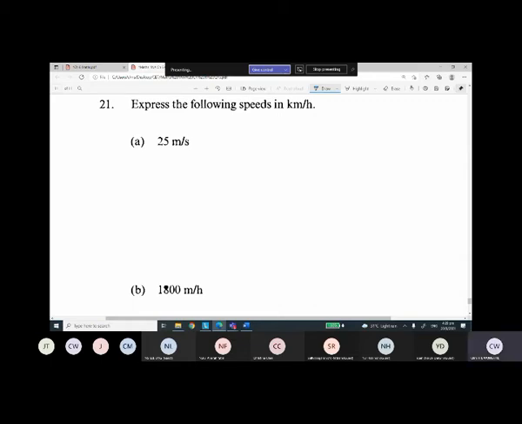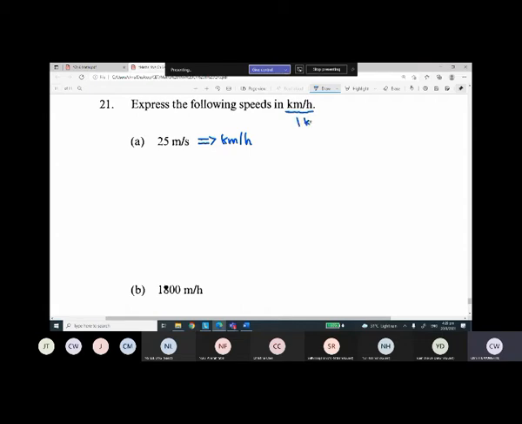You're going to change it to kilometer per hour. Take note, okay? So now you have meter per second. You are going to change it to kilometer per hour. Now this one, you see, you must write down first. I told you, right? Write down.